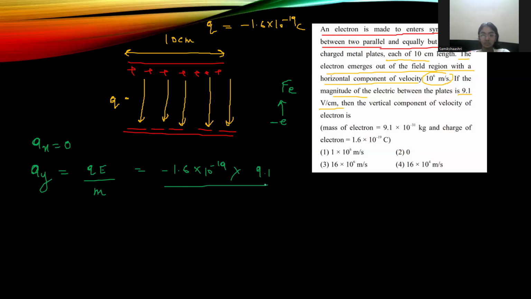9.1 volt per centimeter. Convert into meter. The mass of the electron is 9.1 into 10 to the power minus 30. The volt per centimeter you should convert into meter. Now tell me what I need to do. Let it be like that. The unit is meter per second square.